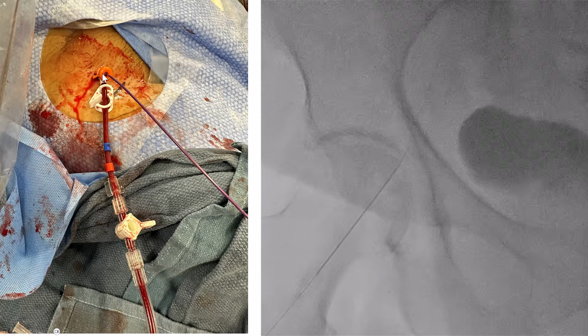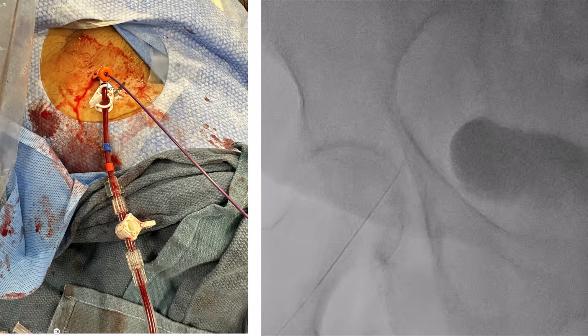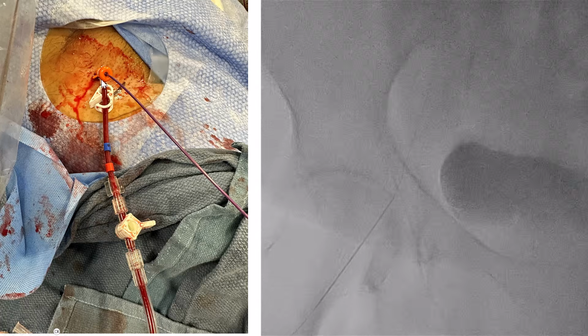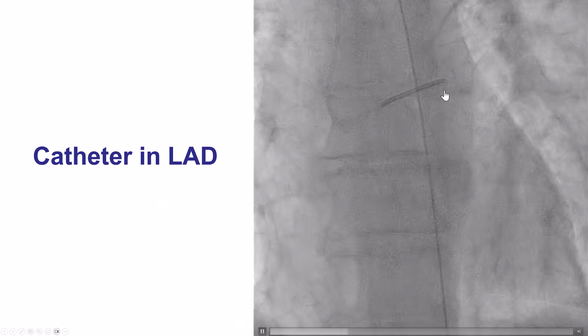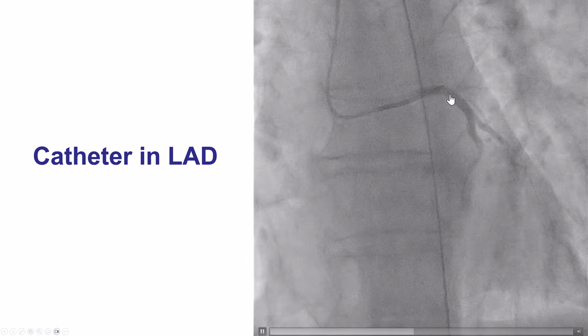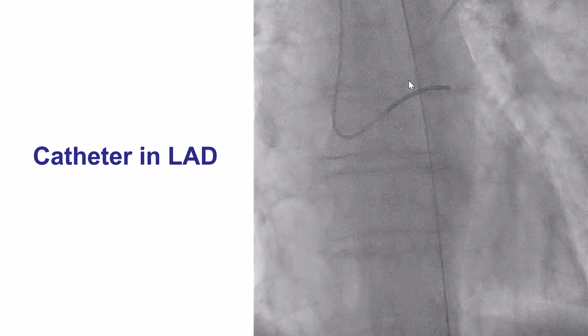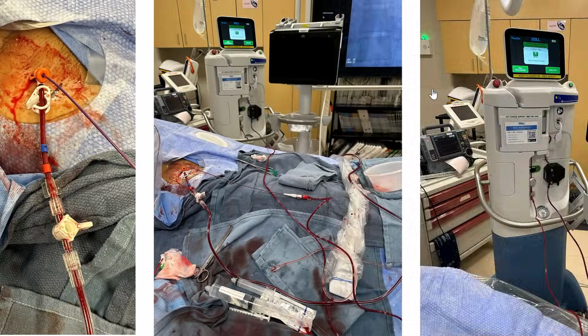This is done by placing a 7 French sheath into the right common femoral artery, and then we're aspirating from the sheath. Then we use a 5 French diagnostic catheter in the left main to infuse the supersaturated blood inside the left main coronary artery. In this case, it was inside the LAD because the patient had separate ostia of LAD and circumflex. And this is how it looks.